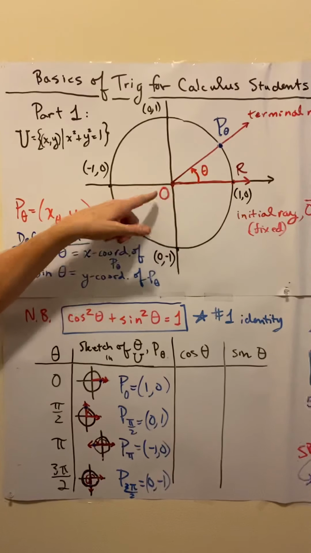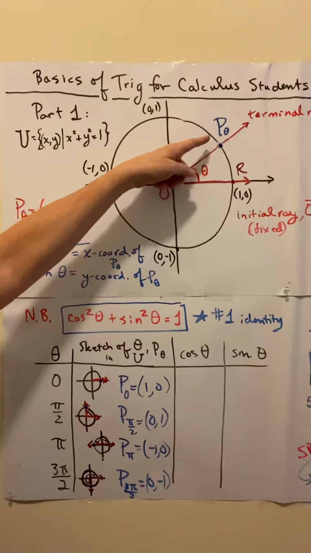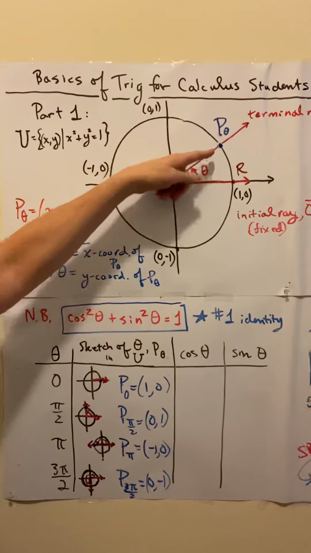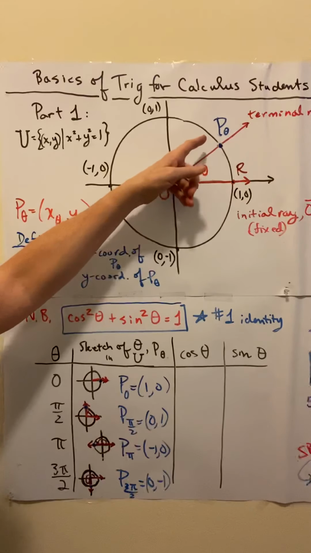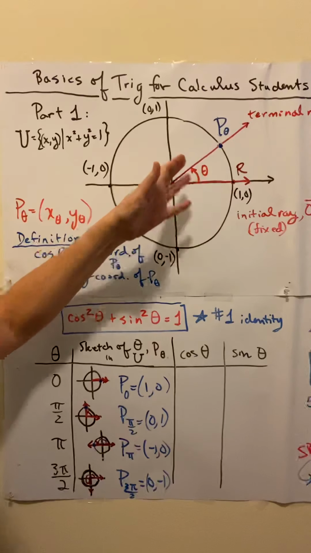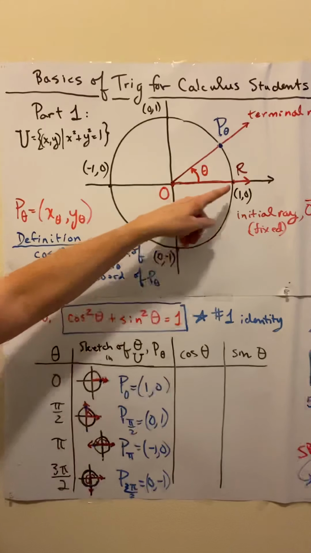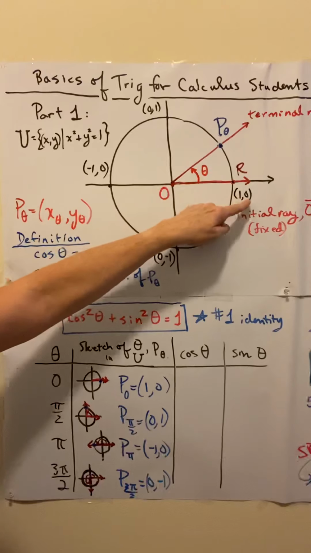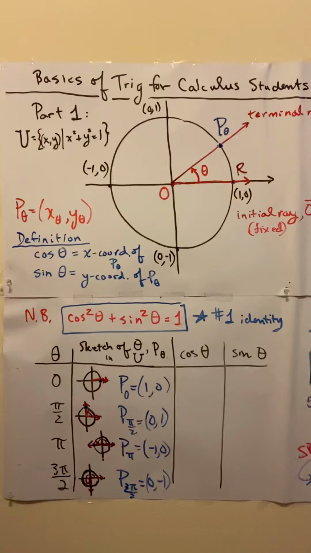So what is P sub theta? Well, P sub theta, by definition, is the intersection of the terminal ray of the angle with the unit circle. So P sub theta is always a point on the unit circle, some x and y, such that x squared plus y squared is equal to 1, okay? As you can see right here, if theta was equal to 0, then we would have x squared plus y squared equal to 1 in the form of 1 squared plus 0 squared is equal to 1, right?